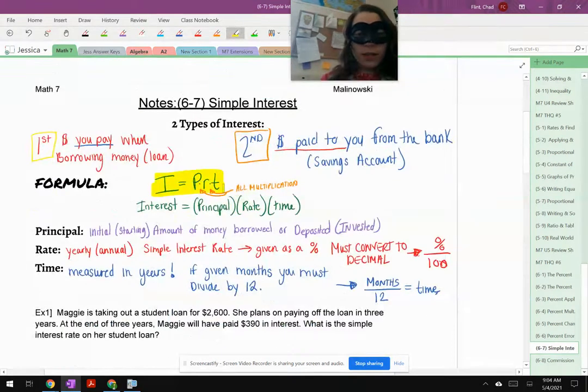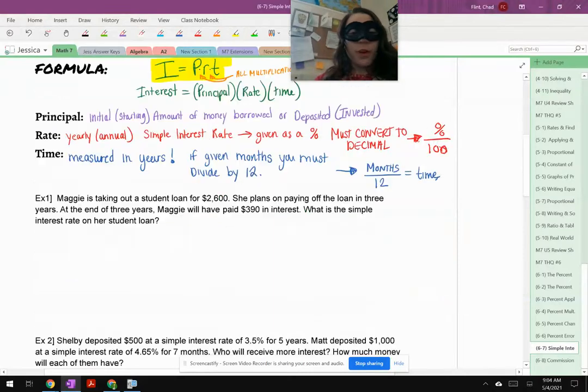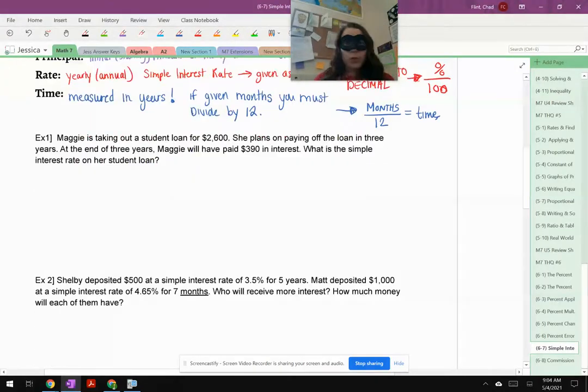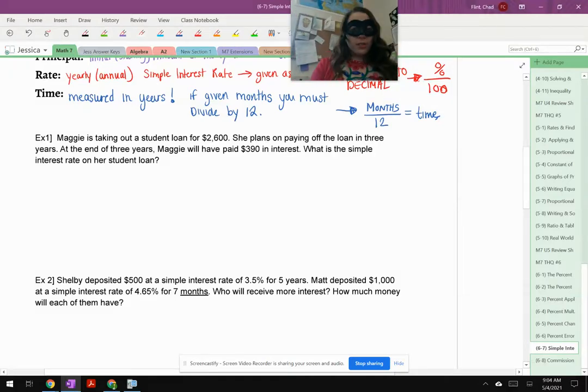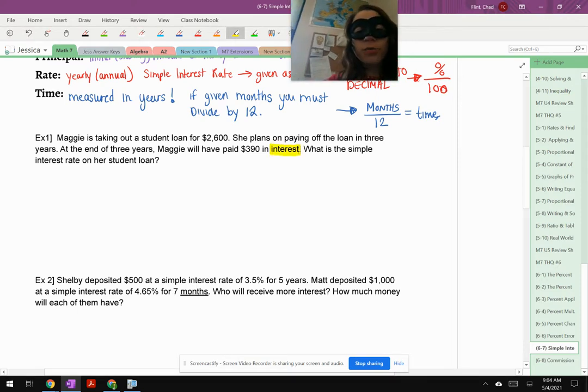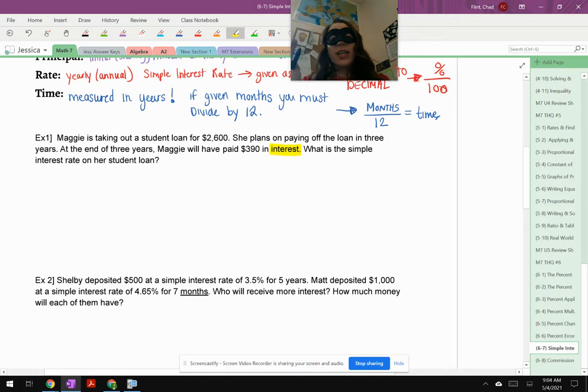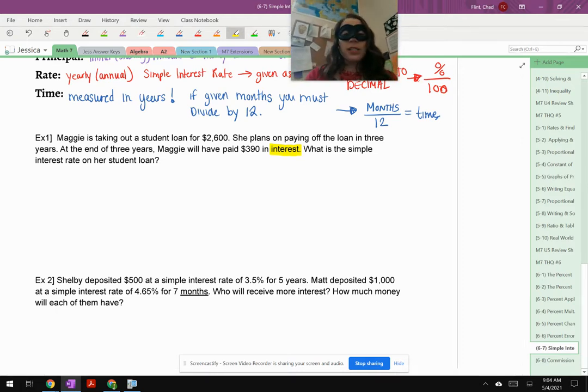That formula, I equals PRT. Okay, anywho. Maggie is taking out a student loan for $2,600. She plans on paying off the loan in 3 years. At the end of 3 years, Maggie will have paid, keyword, $390 in interest. That's your key flag that you're using I equals PRT. What is the simple interest rate on her student loan?